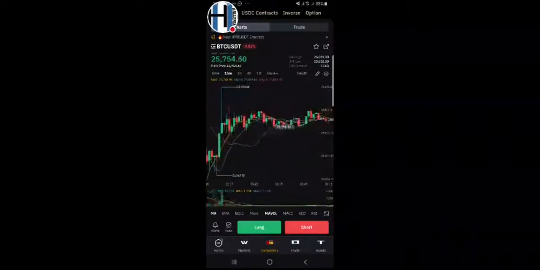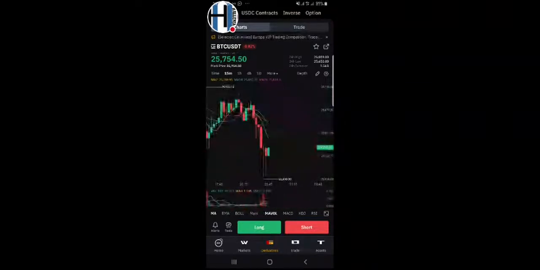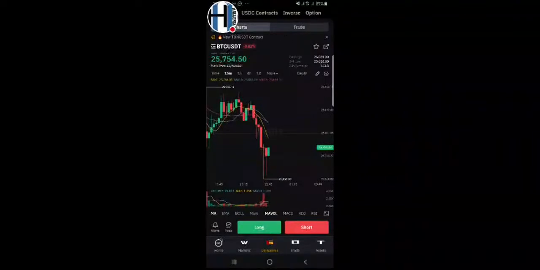So far I've realized that the MA28 is the most important of the moving averages. Anytime you find it going below, be ready that the market is going to move well.